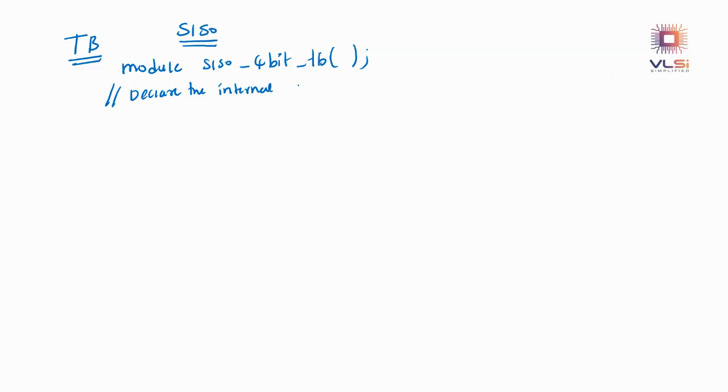Inputs for the test bench we need to take as reg: clock, reset, and serial in. And outputs for the test bench we need to take as wire: serial out. Okay, and next is step 2.